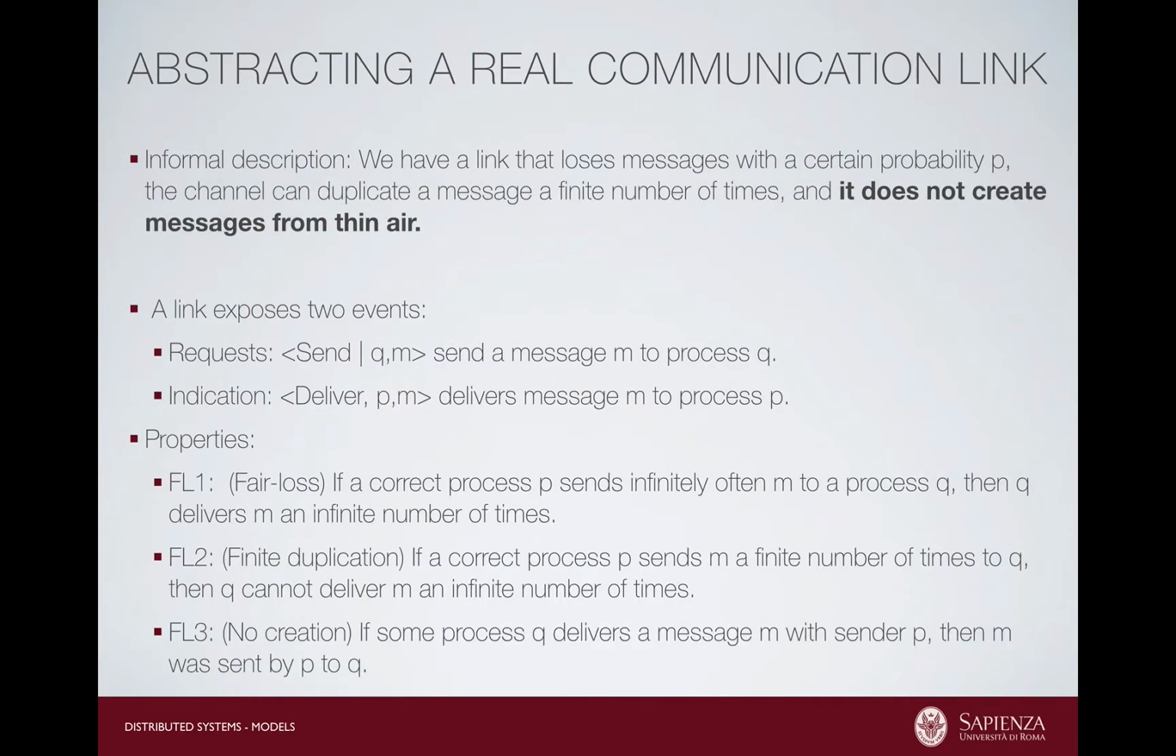And the third property comes from this third sentence of our informal description that says that the link does not create messages from thin air. And we formalize this with the no creation property with acronym FL3. And this property says that if some process Q delivers a message M sent by a process P, then M was actually sent by P to Q. And this essentially says that when you receive a message, you know that this message was sent by someone. It's not possible that a message was created out of thin air.